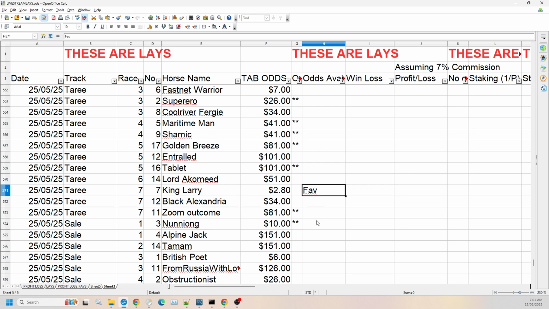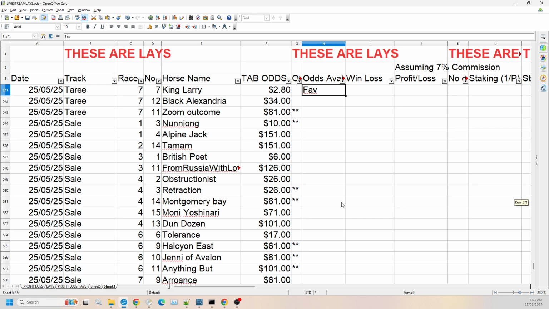Then we jump to Sale, which in race 1, number 3, Nunneong, is $10, and I have put the stars on that one, which is interesting. I don't normally put them on that low, so interesting that I've got the stars there. Yep, I'm going to go with that. It's got the stars there, so $10. And race 3, number 1, British Poet, is at $6, so that's a bit of an interesting one.